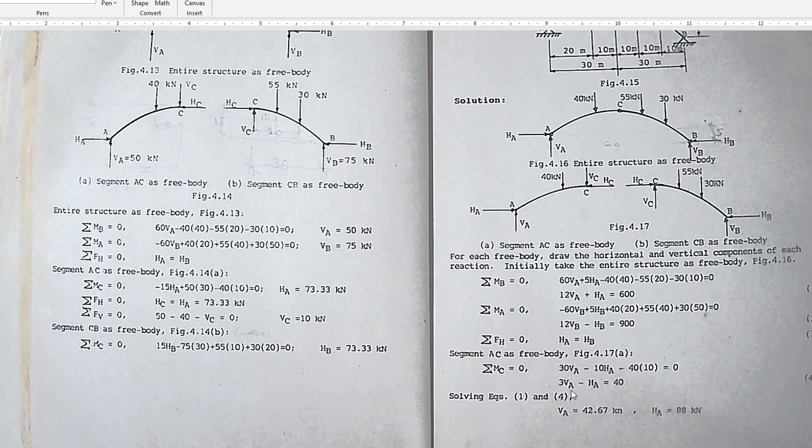Notice that this is VA and HA. Pagbalik mo dito sa unang equation, this is 12VA plus HA. You can now solve 2 equations, 2 unknowns. You can now have VA is equal to 42.67. And then back substitute, you have H sub A equal to 88 kilonewton.